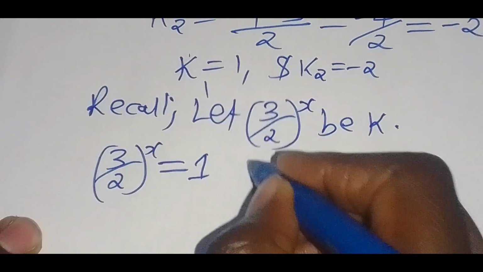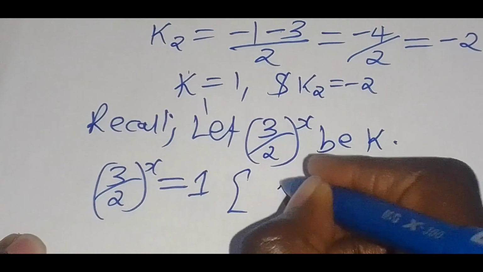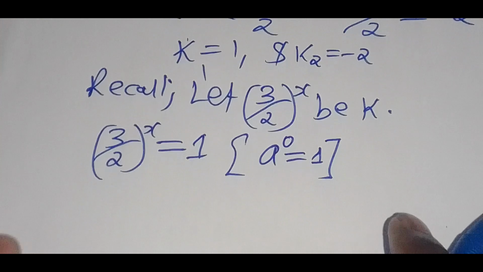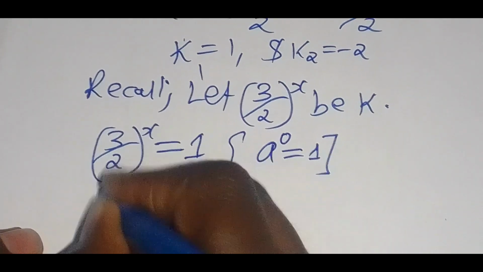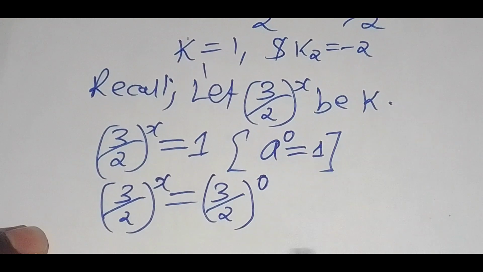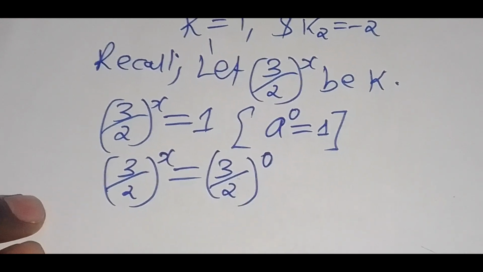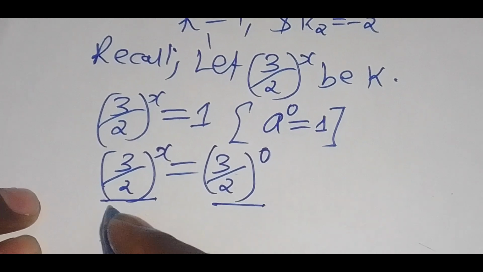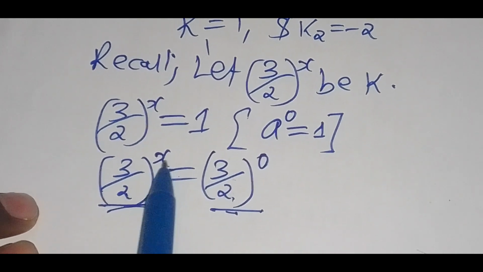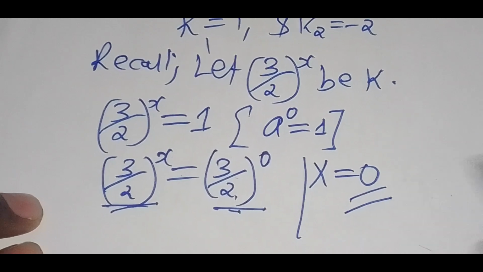So we are going to use the indices identity that states that a raised to power 0 is equal to 1. So that means we'll have 3 over 2 raised to power x is equal to 3 over 2 raised to power 0, which is the same as 1. Okay, and since the bases are common, that is 3 over 2, we take the powers. So that means that x is equal to 0.